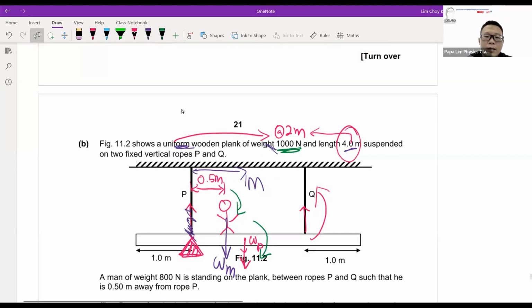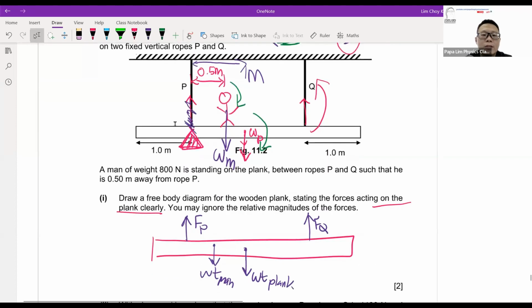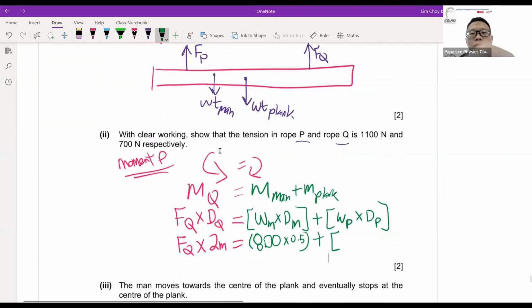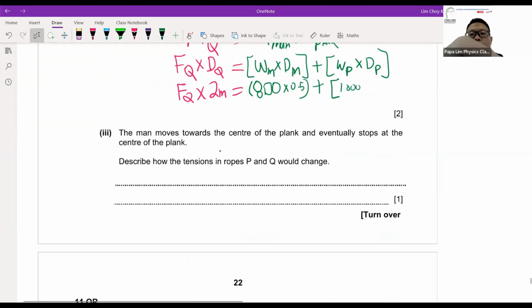The weight is at the 2 meter mark. So left hand side is 1 meter of P, right hand side will be 1 meter to make it up for a total of 2 meter. So it will be 1000 Newton, the weight of the plank, times 1 meter. So Q is 700 Newton.